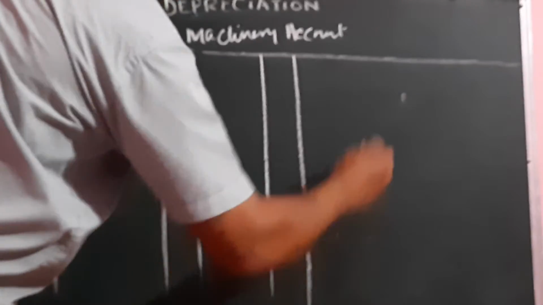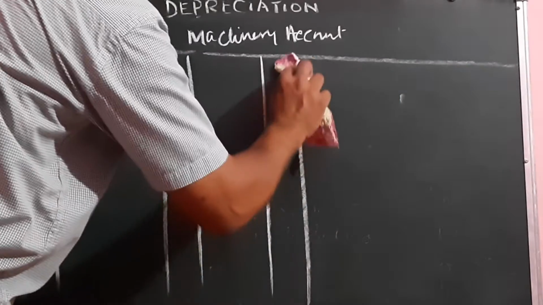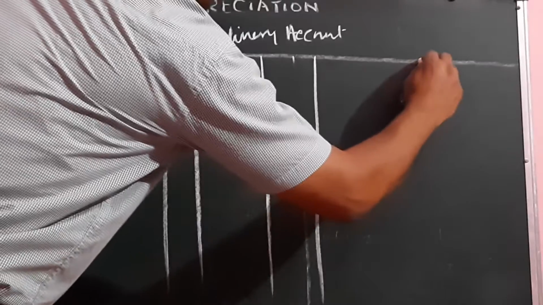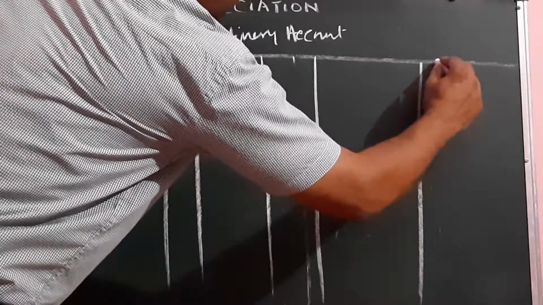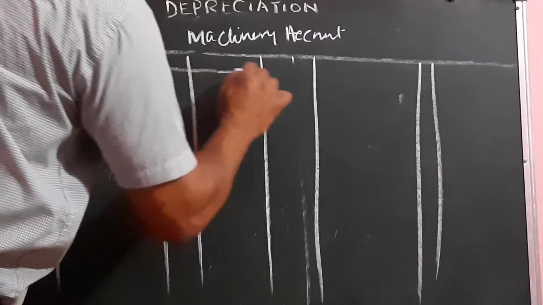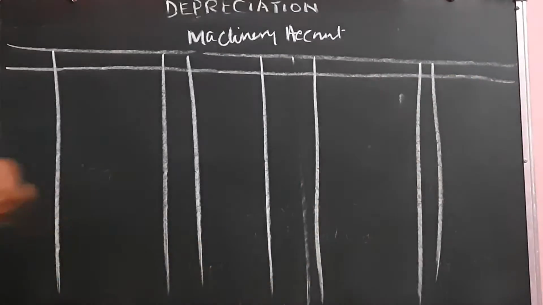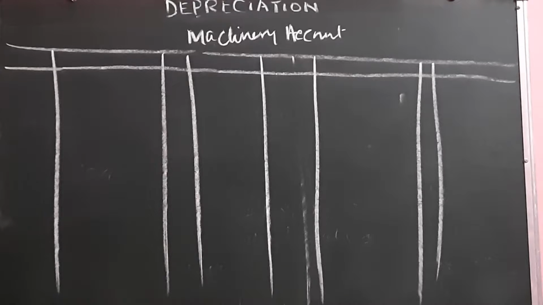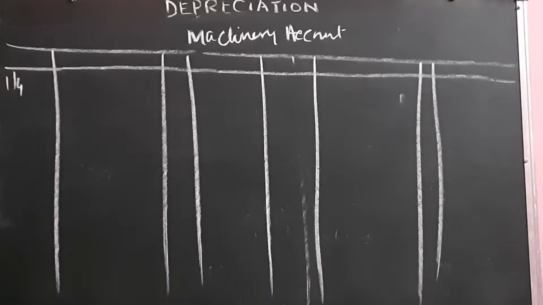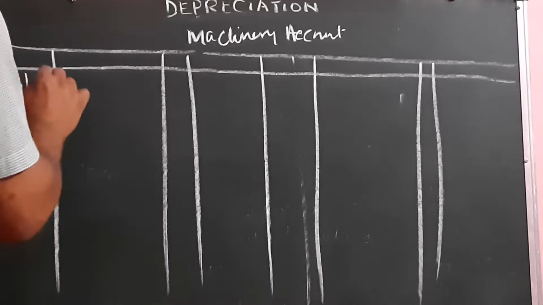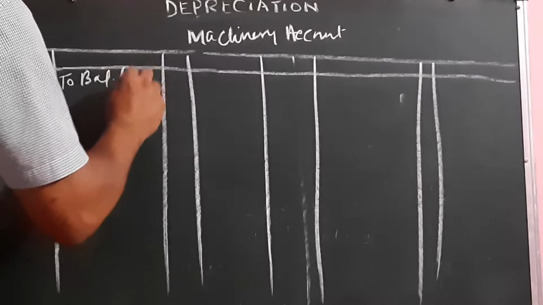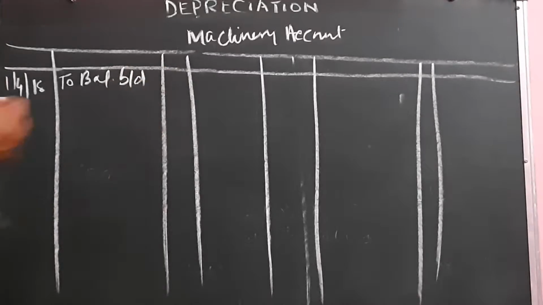This is the column of date, here are particulars and the amount. The balance that is carried forward from the last year is 1,68,000. So on 1st April 2018, to balance b/d it is 1,68,000.